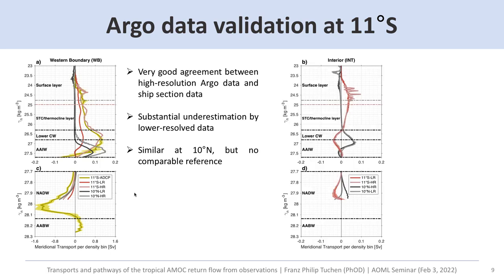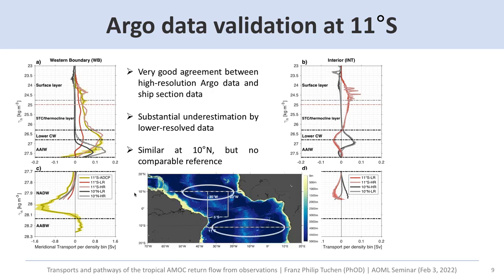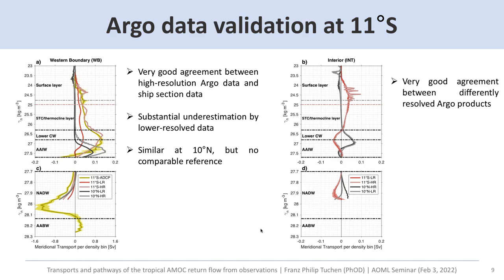Okay, and just interestingly to show it's at the interior part of the section. So this is just to remember these huge subsections of the 10 North and 11 South sections. It's interesting to see that there's not a big difference between the high resolution and the low resolution products. And this is quite a relief for previous estimates, showing that it's really not so dependent on the resolution in the interior, but the more crucial it is on the western boundary. So that was also nice to see.